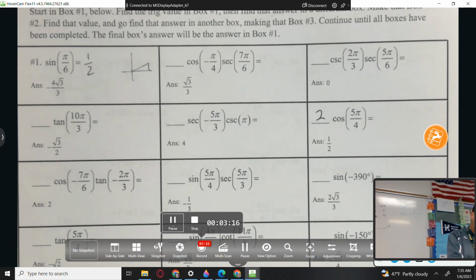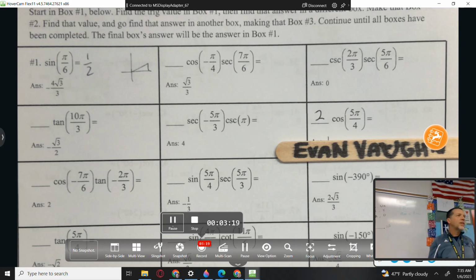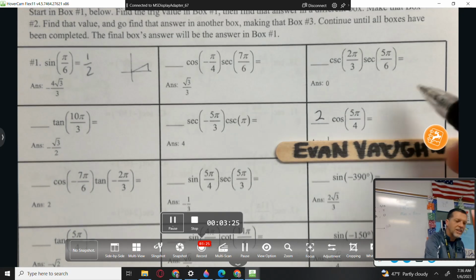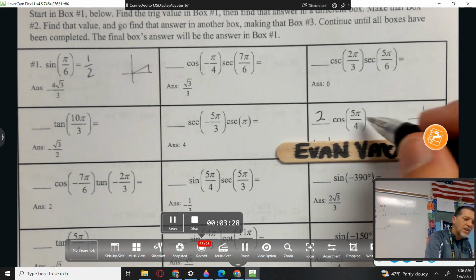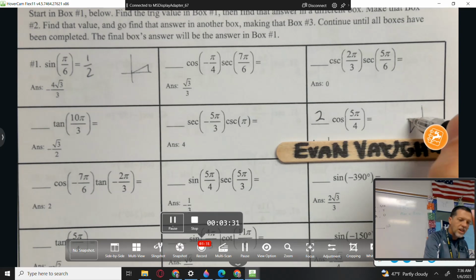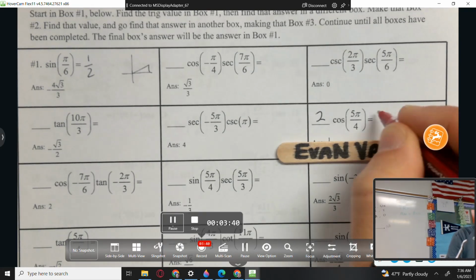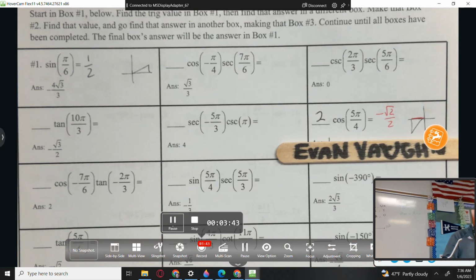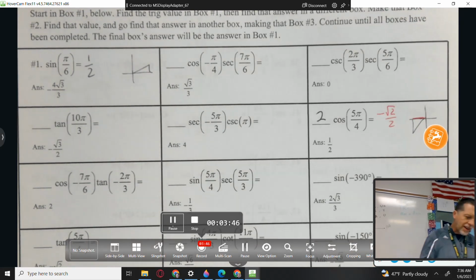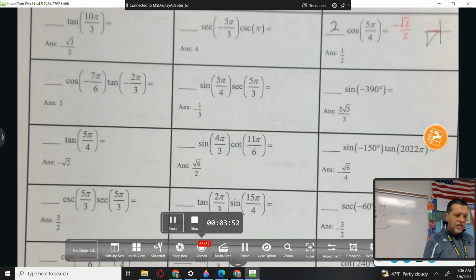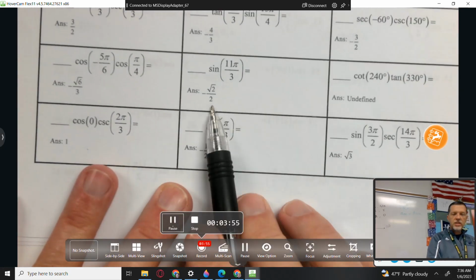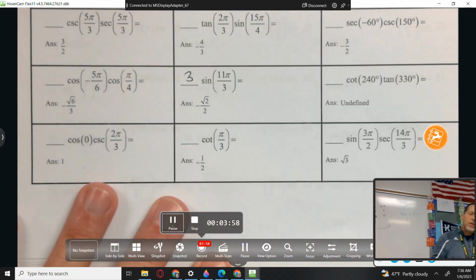Cosine of 5 pi over 4. And then how about the cosine of 5 pi over 4? I don't know. Well, what quadrant is it in? Second. 5 over 4? Third. There's your picture. Oh, it's square root of 2 over 2. Negative, right? Good. Negative square root of 2 over 2. And then we go find that answer somewhere. At the bottom. Yes. Not all the way to the bottom, but close. In the middle. So that's number 3.